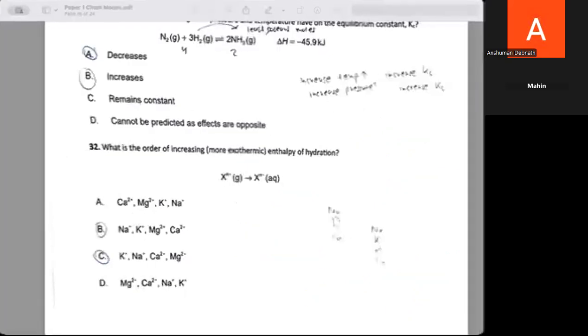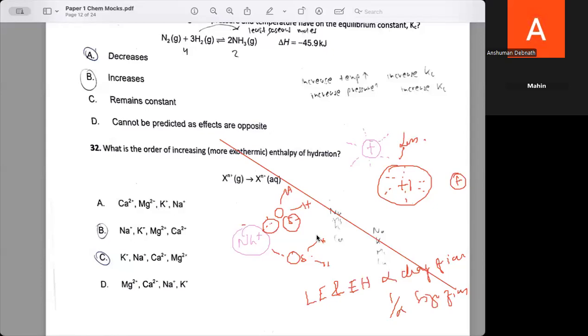Lattice enthalpy and enthalpy of hydration will be directly proportional to the charge of the ion and inversely proportional to the size of the ion. Now tell me, increasing, you didn't underline, right? Mine in the next part. In any question paper you solve, underline.